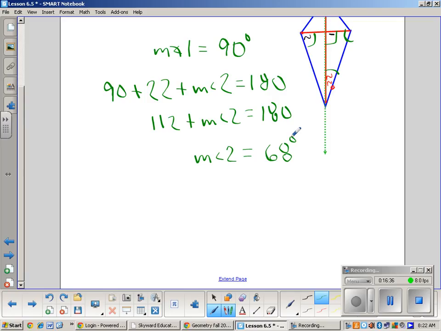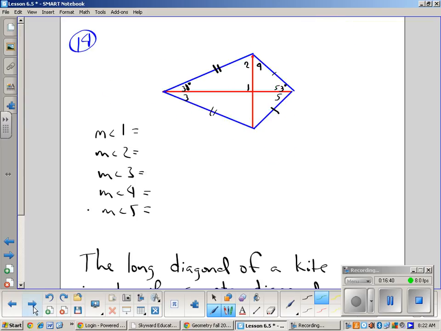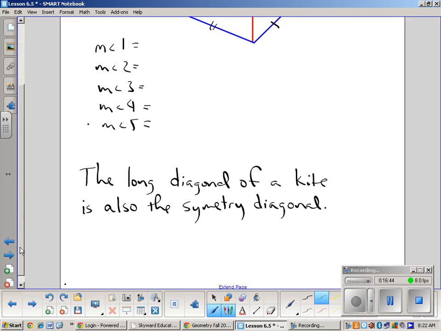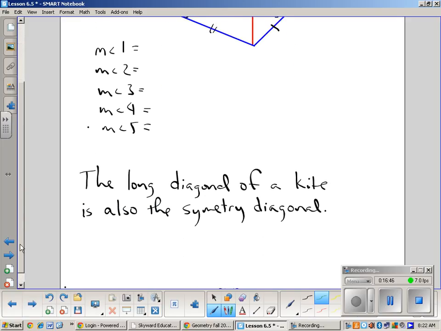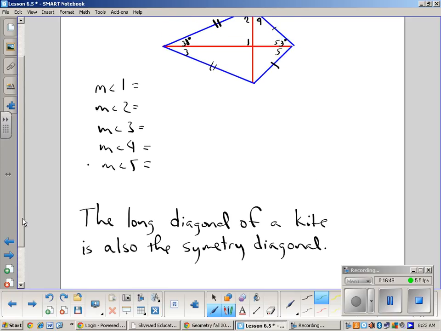All right. Any questions on this example? Number 14. Oh, and here's that rule. If you didn't write it down, now's your chance. The long diagonal of a kite is also the symmetry diagonal. Oh, I just put a side note on there. No, that's great. I just wanted to make sure that you were aware of it, and if you didn't write it down the first time, you should do so now.